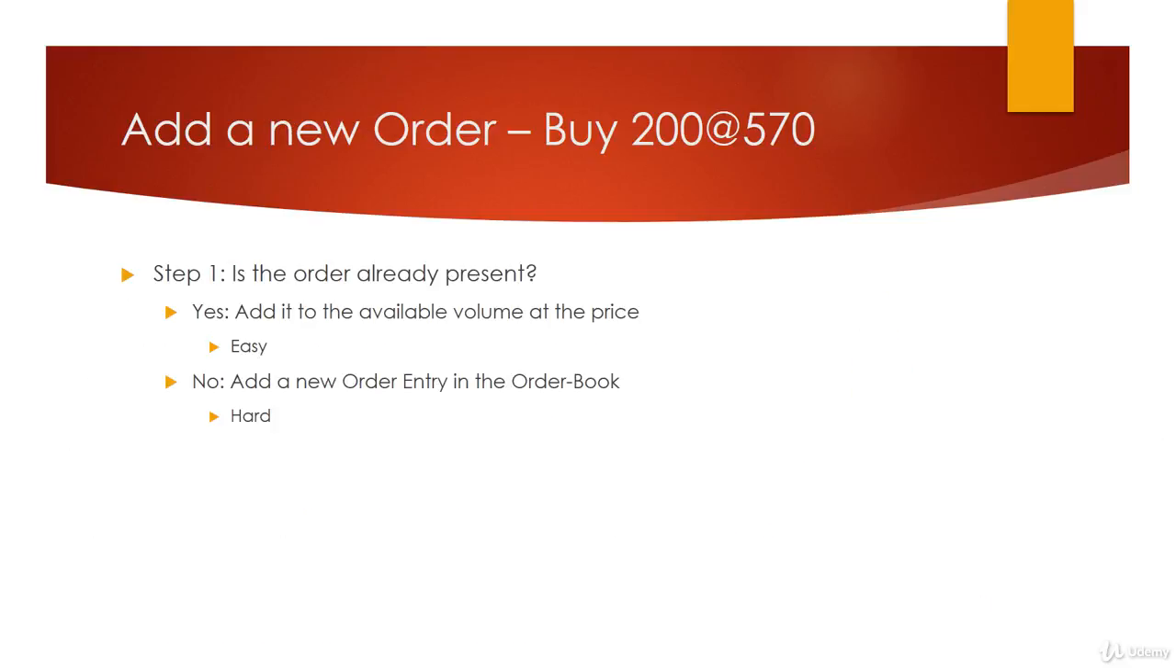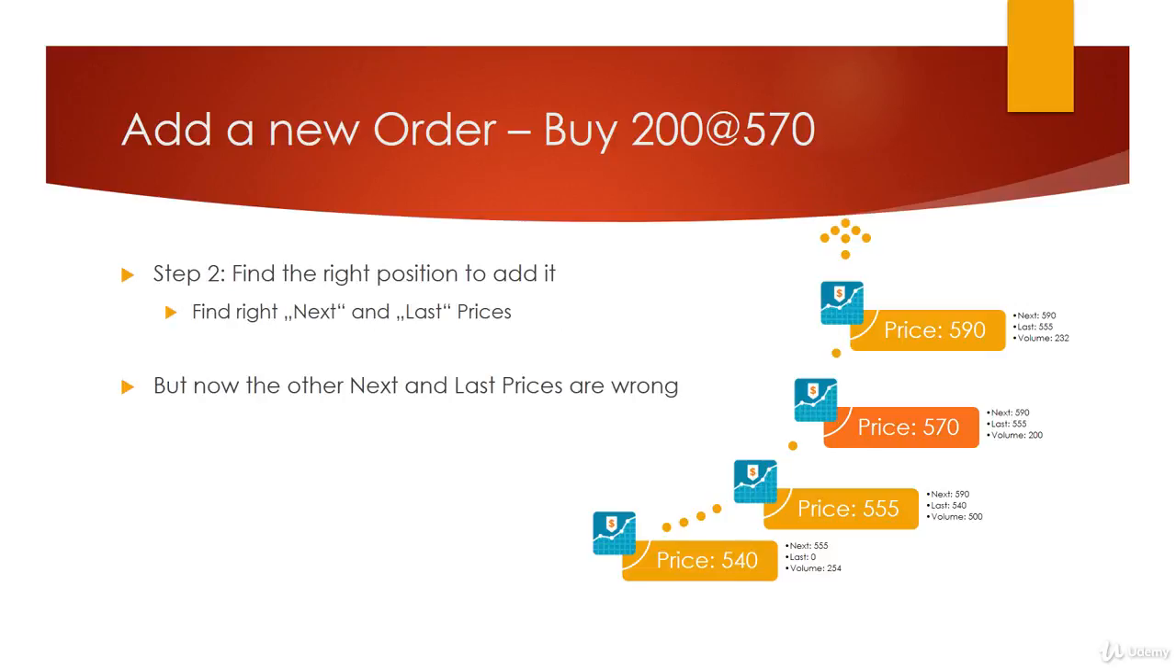So let's see what we have to do in order to add a new buy order, 200 coins for a price of 570. First of all, we have a look if the order is already present in our order book. If there is another order for 570, then we just have to add the volume to the already existing order. That's very easy, and you will see this later. But if there is no entry for a price of 570 in our order book, then we have to create a new entry and update the linked list, which is a little bit harder. Let's have a look how we do that.